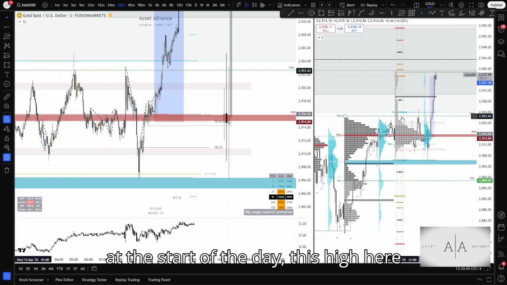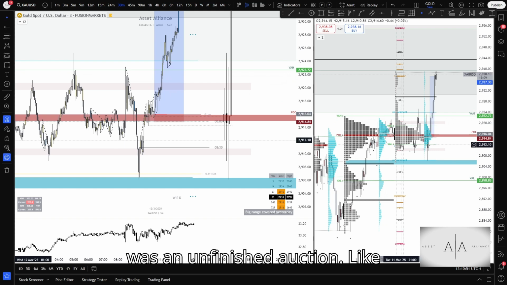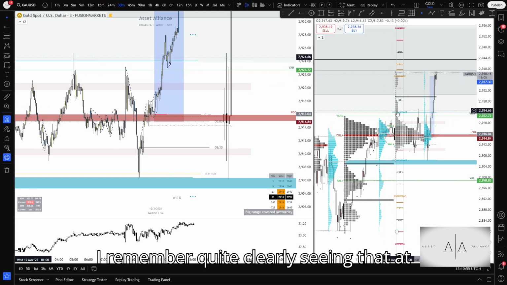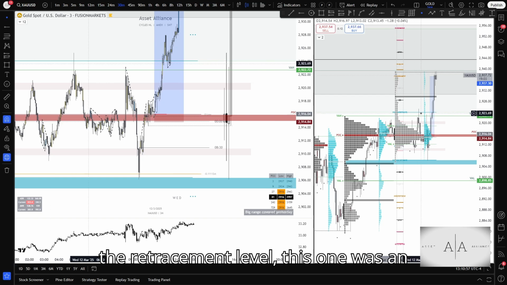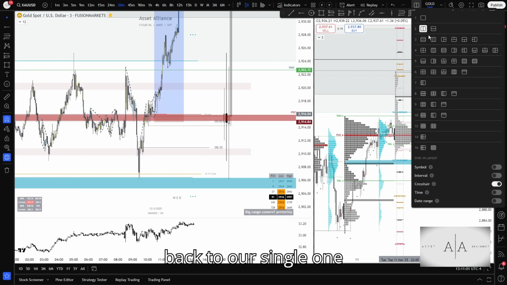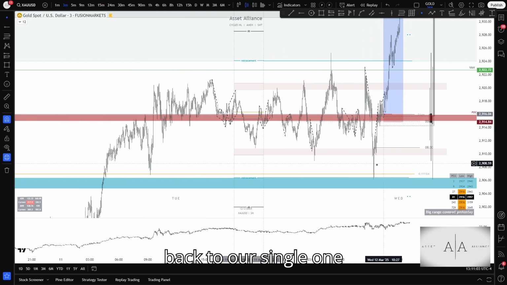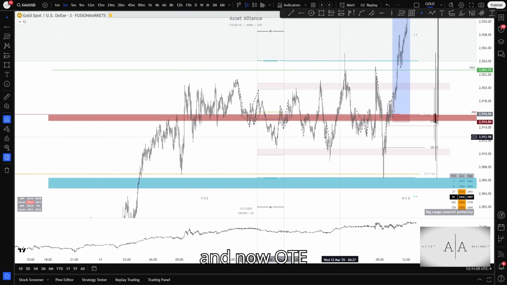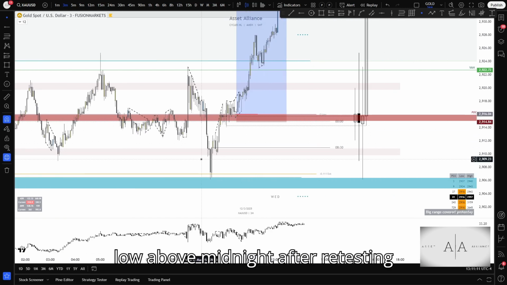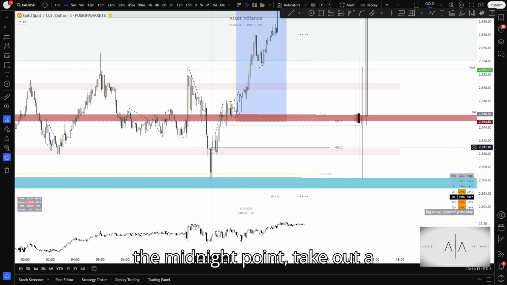Like at the start of the day, this high here was an unfinished auction. I remember quite clearly seeing that at the retracement level, this one was an unfinished auction, right? So let's go back to our single one. And now OTE, point of control, go back low, above midnight, after retesting the midnight point.